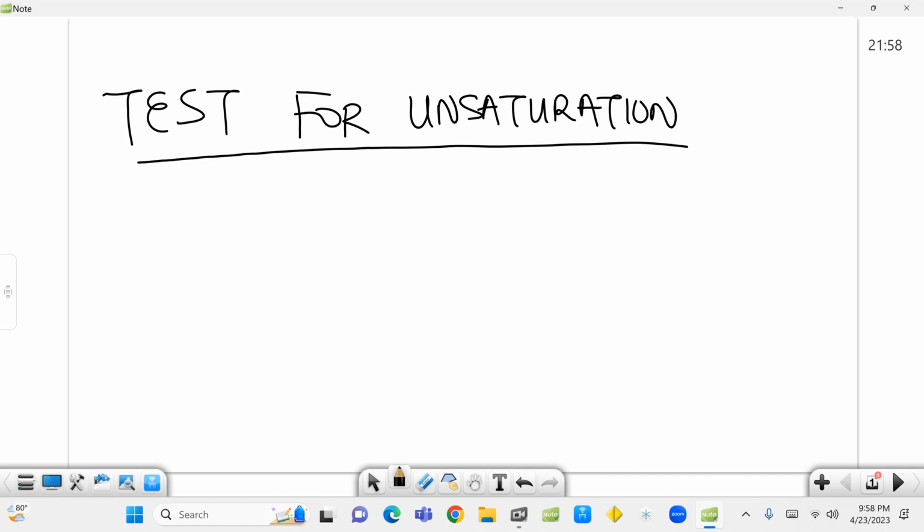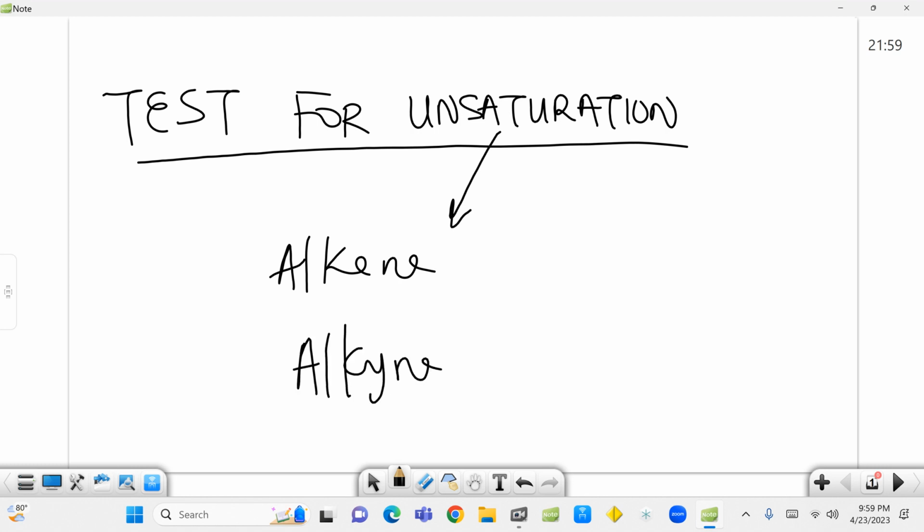Alright, if you've been following through on my organic chemistry series, then this should be an addition. How do we test for unsaturated substances? Remember, unsaturated substances are alkenes or alkynes. Alkenes have a carbon-to-carbon double bond, and alkynes have a carbon-to-carbon triple bond.